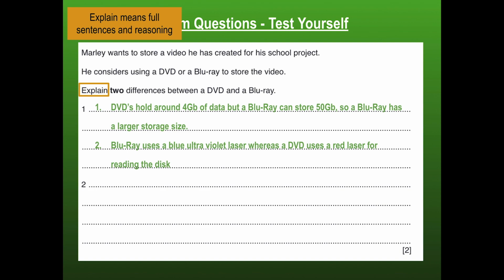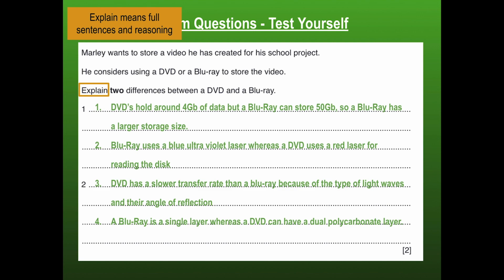But also relating to that is that the DVD would have a much slower transfer rate than the Blu-ray because of that type of light and the angle of reflection, which is also responsible for the storage size earlier mentioned too. And so lastly, it is a single layer polycarbonate on the Blu-ray as opposed to a dual layer polycarbonate on the DVD. So again, this is where we can see that we're really just looking to name differences.